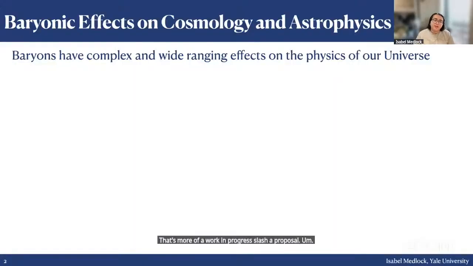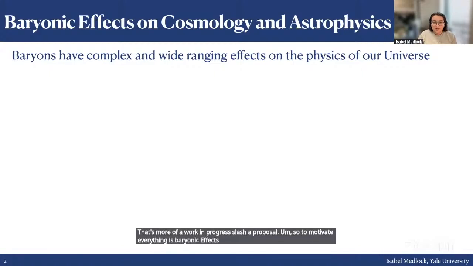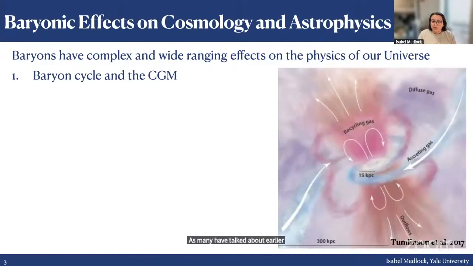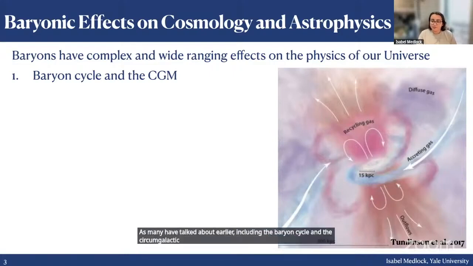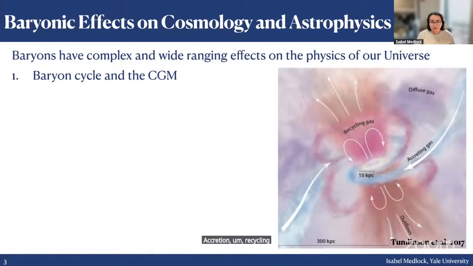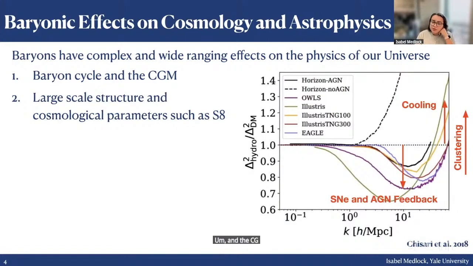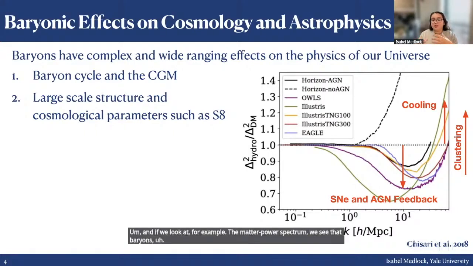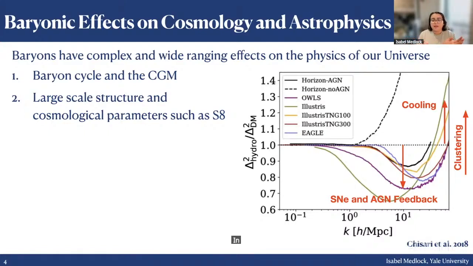So to motivate everything is baryonic effects on cosmology and astrophysics. We all know that baryons have complex and wide-ranging effects on the physics of the universe, as many have talked about earlier, including on the baryon cycle and the circumgalactic medium, where all these processes such as outflows, accretion, recycling gas, and so on, are all shifting and moving baryons in the CGM. And then on larger scales, we have the large scale structure. And if we look at, for example, the matter power spectrum, we see that baryons change the way the matter power spectrum behaves in relation to if we only had dark matter.